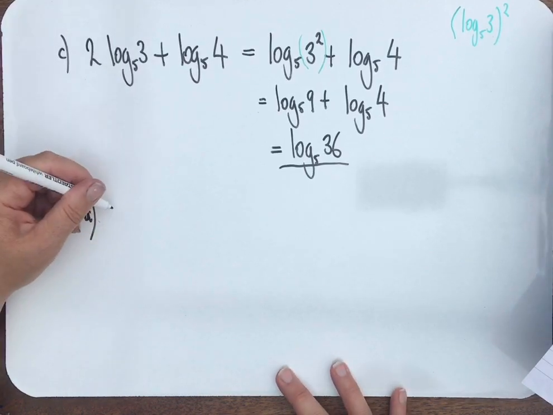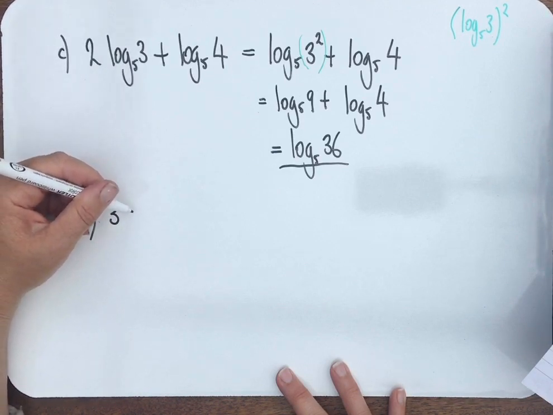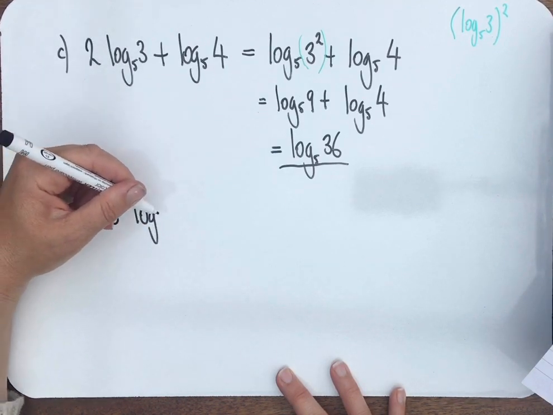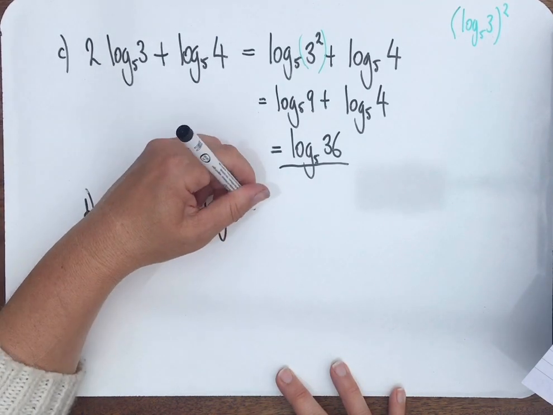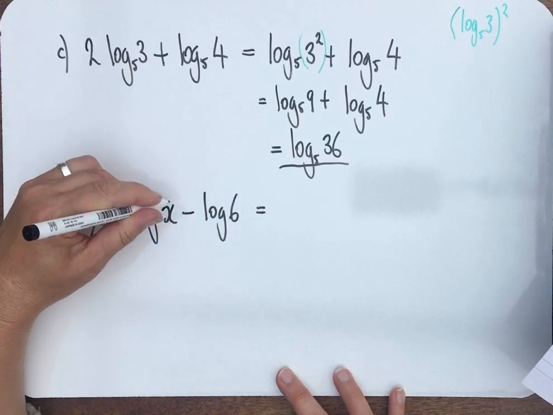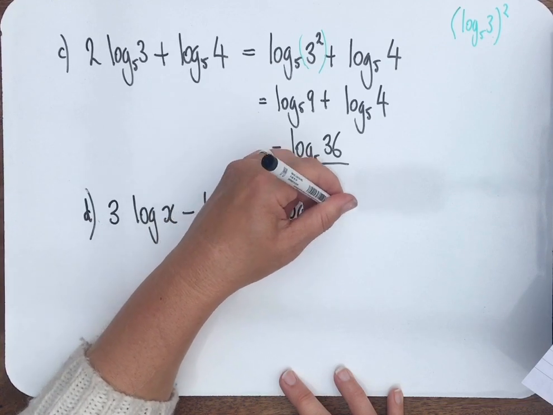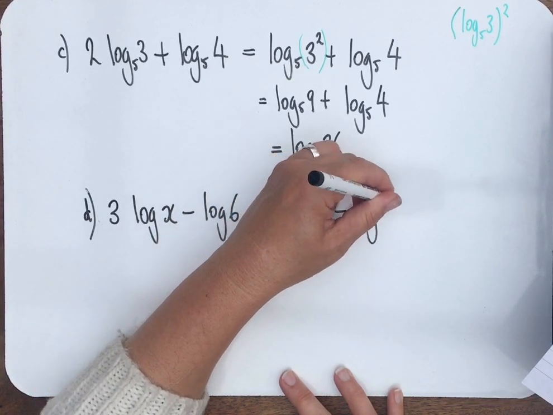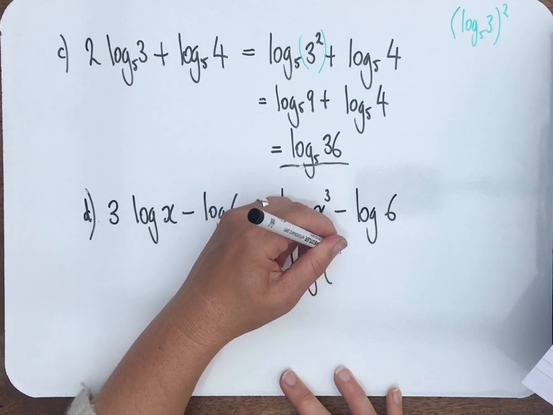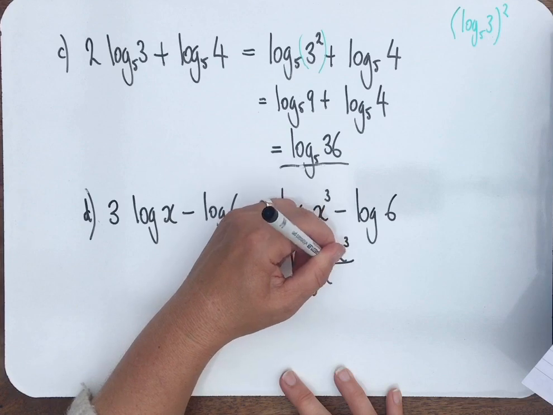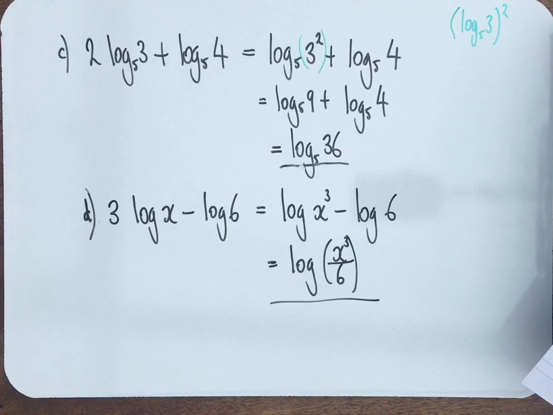Putting some x's in, so something like 3 log x minus log 6. I don't think there's anything too complicated going on here. So always bring up your powers first. So log x cubed minus log 6, base is 10. And then log A minus log B is log of A over B. So that takes us to there.